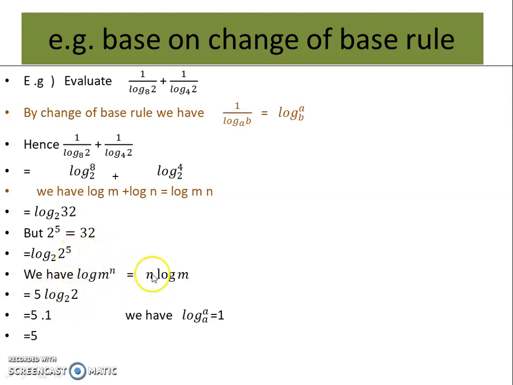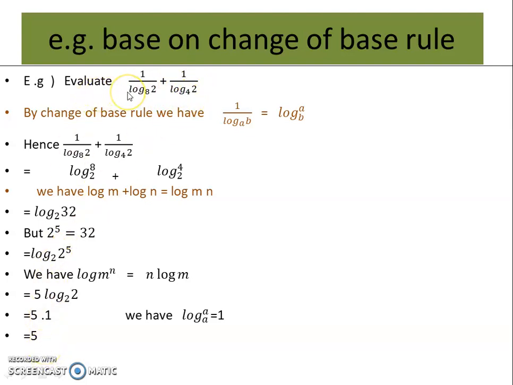The index number 5 goes to the left-hand side of the logarithm. So here we take 5 log 2 to the base 2. But the laws of logarithm give log a to the base a is equal to 1. That means log 2 to the base 2 is equal to 1. So 5 into 1 gives the final value, 5. So the value of 1 upon log 2 to the base 8 plus 1 upon log 2 to the base 4 is equal to 5.